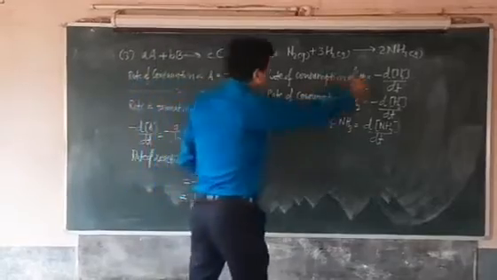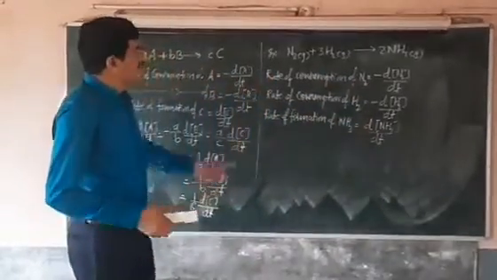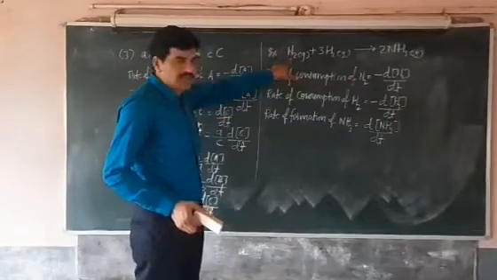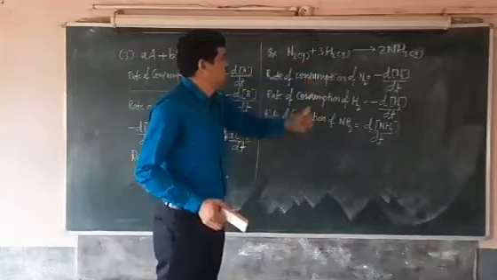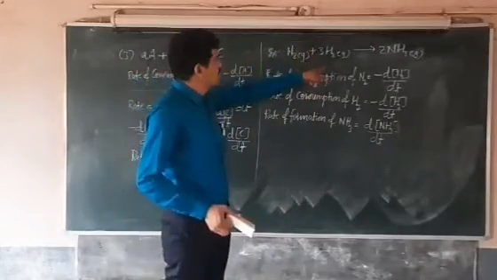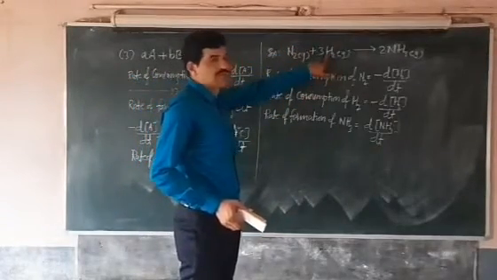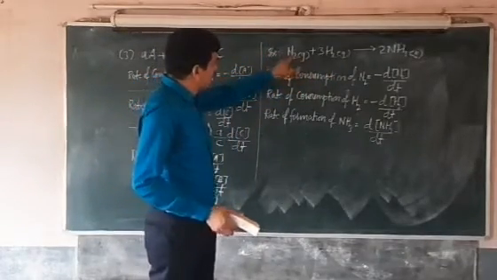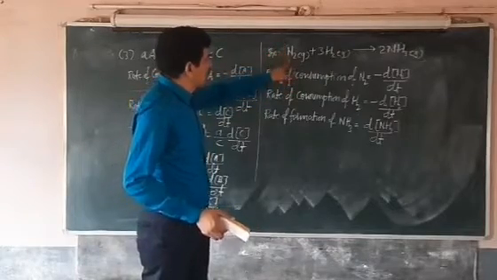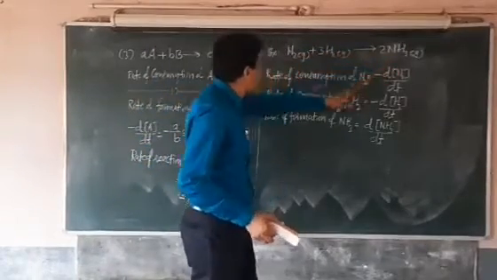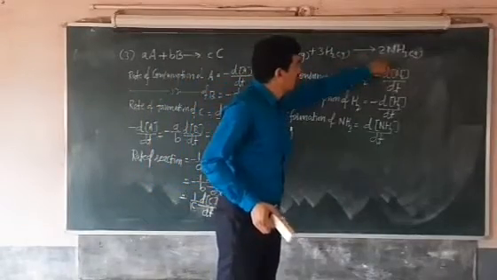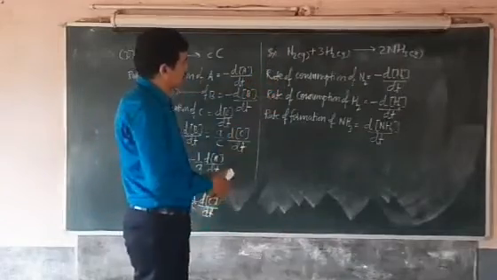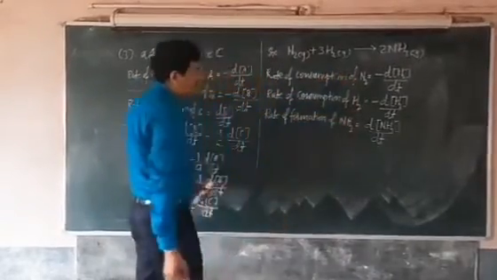But how will they be related with each other? From the stoichiometric equation you can see that for the consumption of 1 mole of nitrogen, there is consumption of 3 moles of hydrogen. Means the rate of consumption of hydrogen is 3 times more than the rate of consumption of nitrogen. When you compare the rate of consumption of nitrogen and the rate of formation of ammonia, you will find that the rate of formation of ammonia is double the rate of consumption of nitrogen. So here we can relate them, we can compare them.